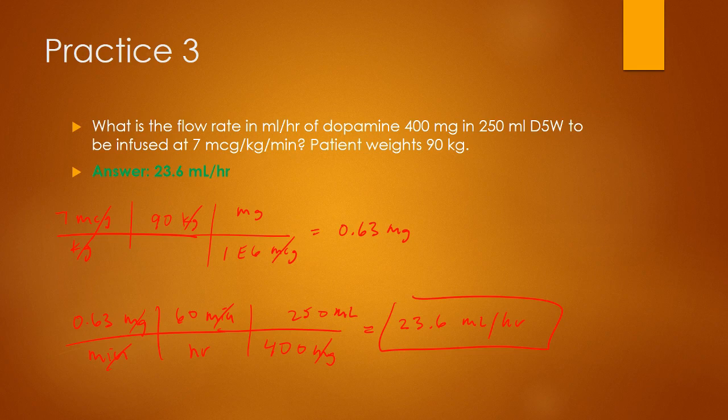So first off, you want to start off with this, and you want to convert kilograms, and you want to cancel that out. So 7 mcg over kg times 90, and then converting the micrograms to milligrams, you know that there is that much of it.